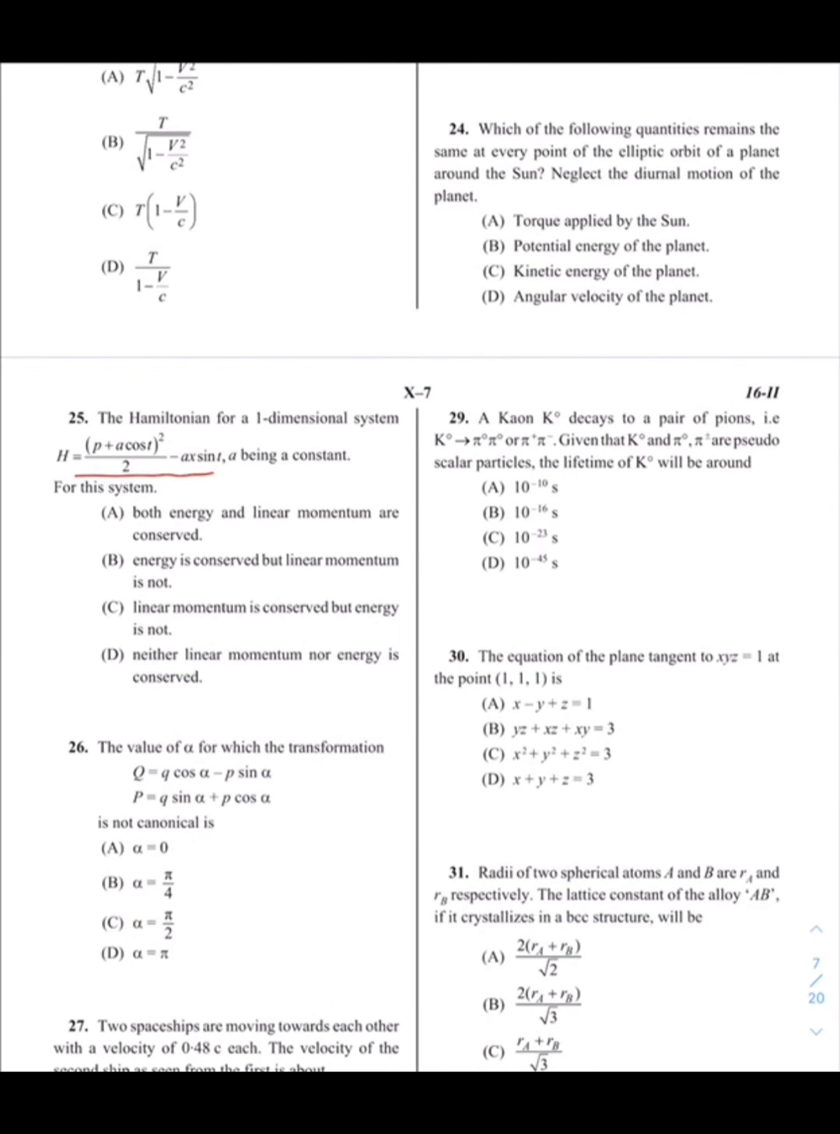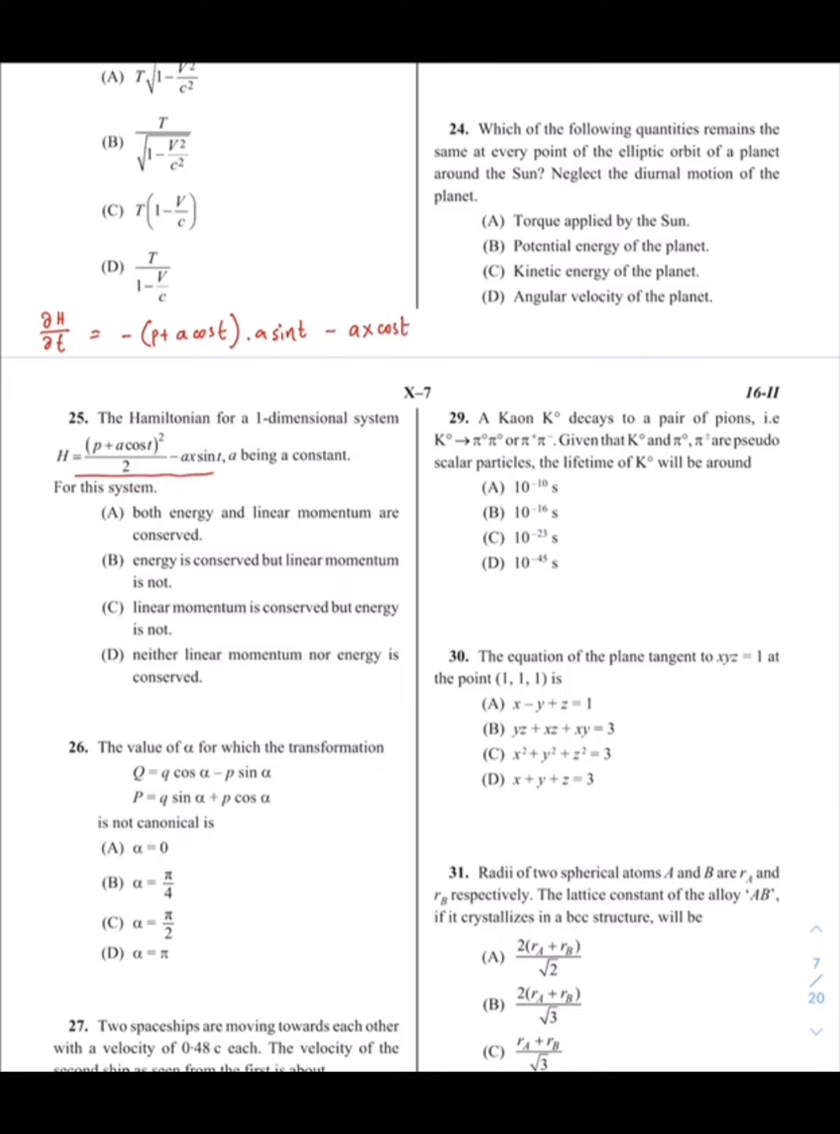Problem 25. The Hamiltonian for a one-dimensional system is given by this. Which of the following statements is correct? So we find the dependence on time in the Hamiltonian by calculating the first derivative of the Hamiltonian with respect to t, and this is equal to minus p plus a cos t, times a sin t minus a x cos t.